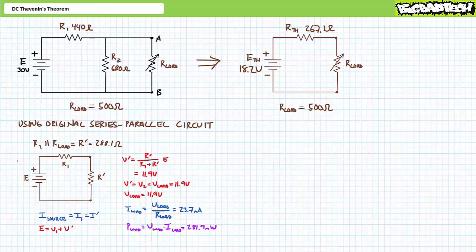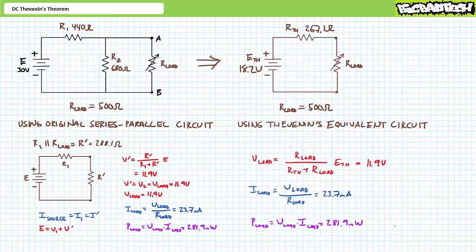You'll recall the original series parallel circuit necessitated we first take R2 in parallel with R load, a simplification we called R single prime. Then we determined V single prime using the voltage divider rule, made use of parallel circuit properties to determine V load, then Ohm's law to determine I load. Each change in R load necessitated we perform the same tedious series parallel circuit analysis anew. Using the pure series Thevenin's equivalent circuit, however, makes our job much easier.